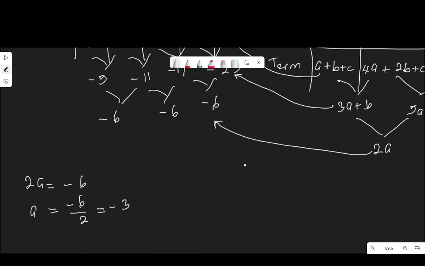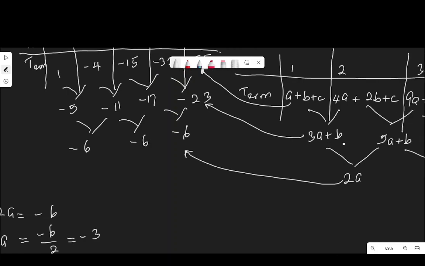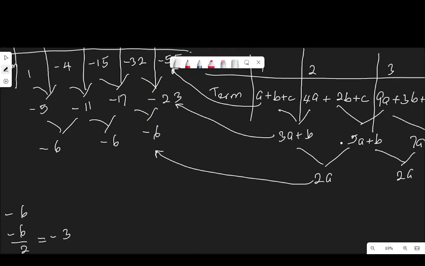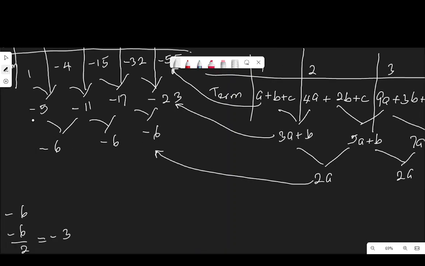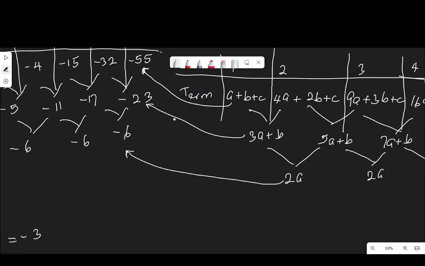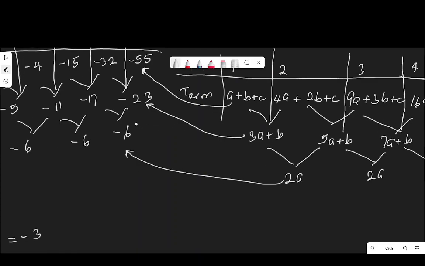Okay, now we need to find the value of b. To do that, we compare the element in the second row of table 1 with the element in the second row of table 2. So here, 3a plus b corresponds to minus 5. 5a plus b corresponds to minus 11. 7a plus b corresponds to minus 17. And 9a plus b corresponds to minus 23. It goes like that.